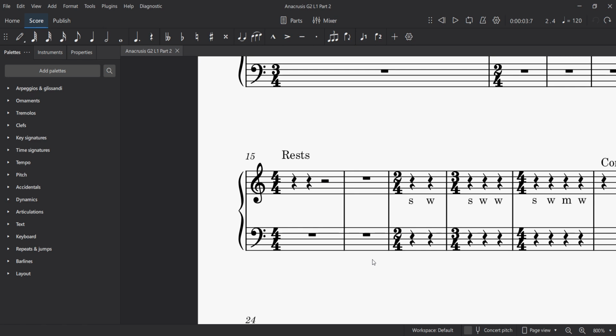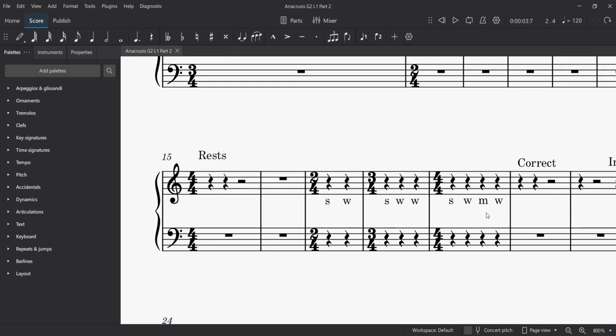But how do we know where to place them? Music doesn't allow for different rests to be placed anywhere. They must follow the natural stresses of the bar. These are different for different time signatures.